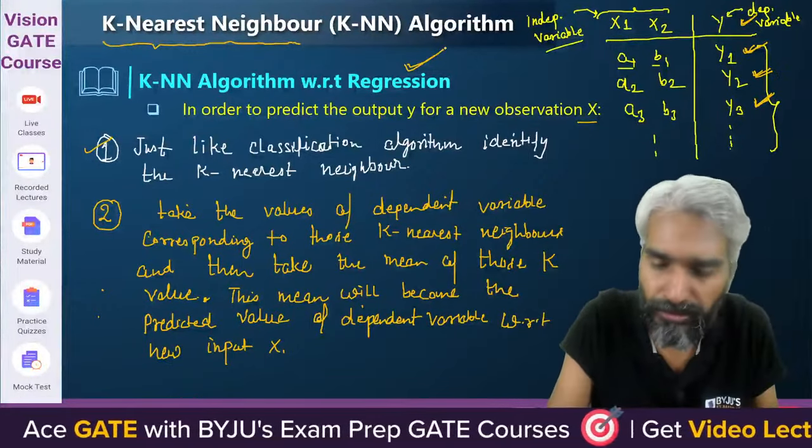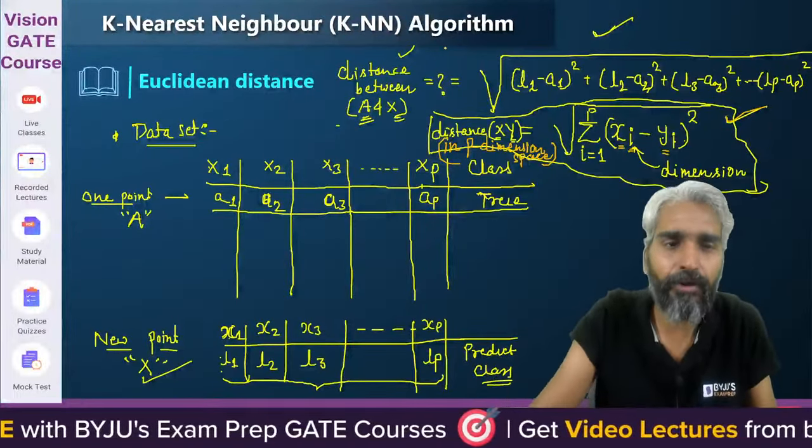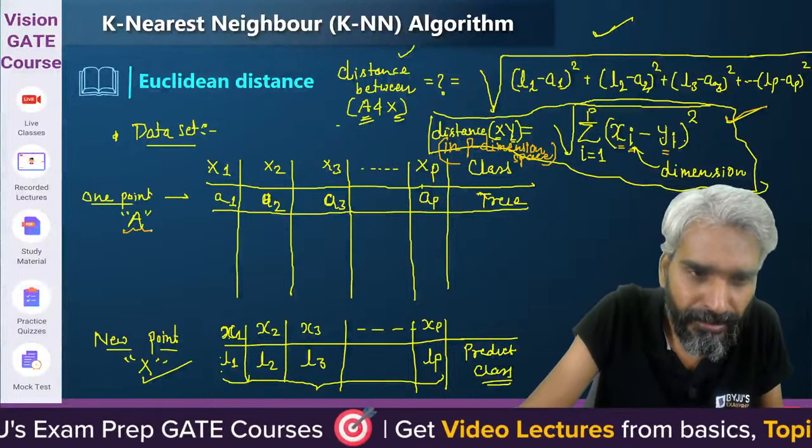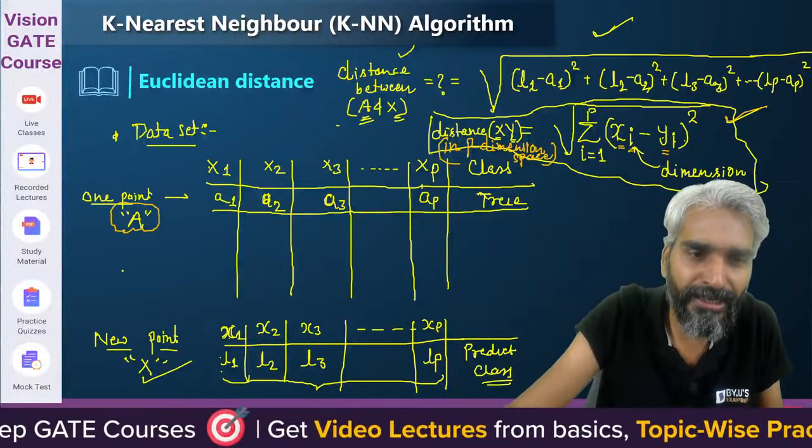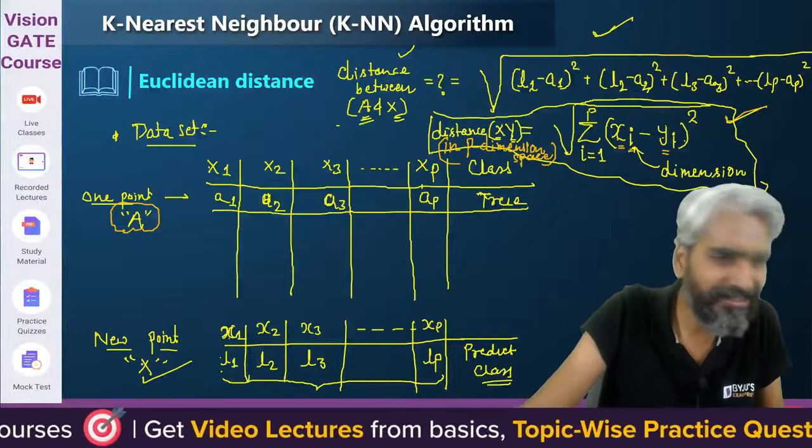A point, Manjushri, when you say a point, where is a point? This is point A. This is your point A you are talking about. So this is point A. This is some point X.